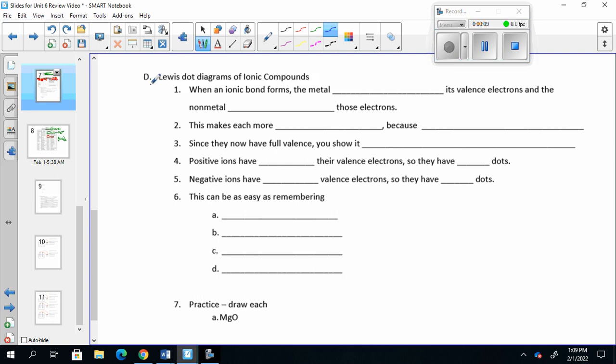So we're moving on to how you do Lewis dot diagrams when you have an ionic compound. First of all, when an ionic bond forms, the metal loses. That's why I call the left side of the periodic table my left side losers. All the metals lose their valence electrons, and the non-metal gains those electrons. This makes each one more stable because they are completing their octet.